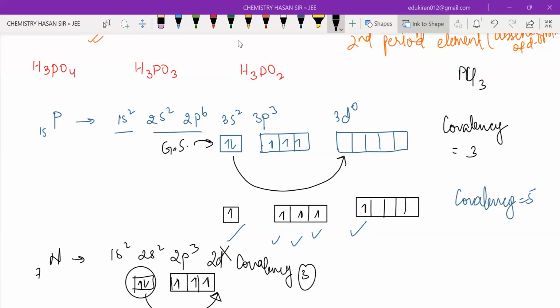Please make your basics strong. It will be very helpful to score in JEE Mains. If you don't know small topics like covalency, if you have doubt, please be clear with me. And this covalency will be cleared if you are aware of the atomic number, if you know how to do the electronic configuration, and if you know why 2d does not exist here.